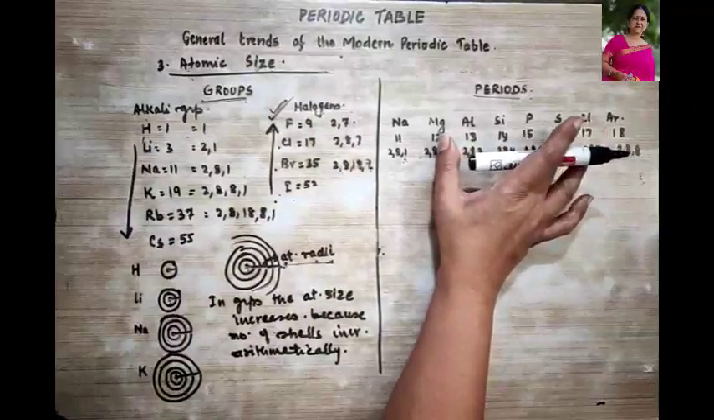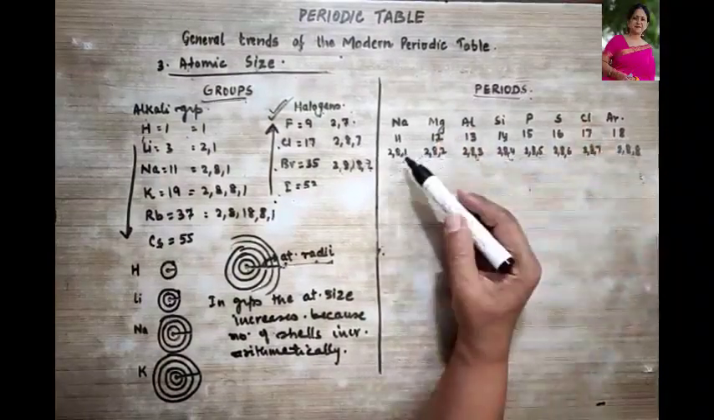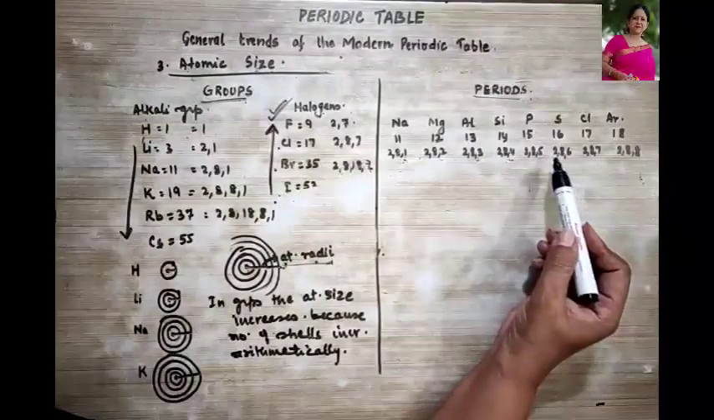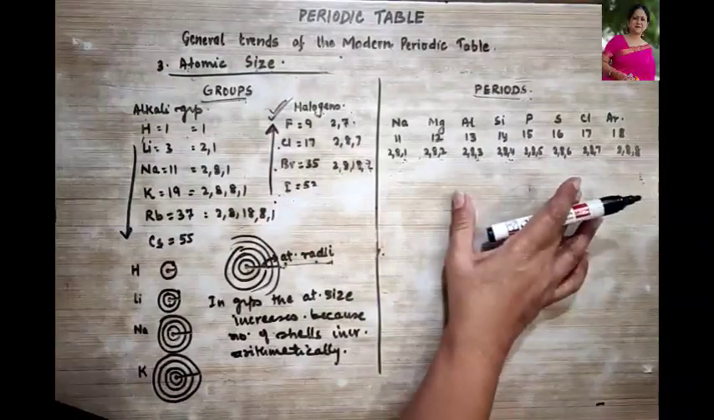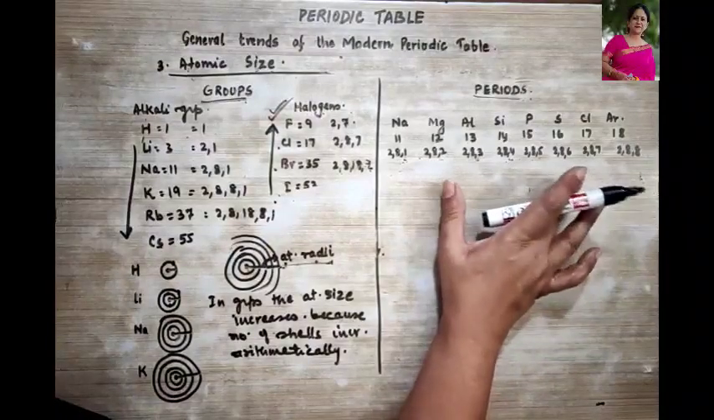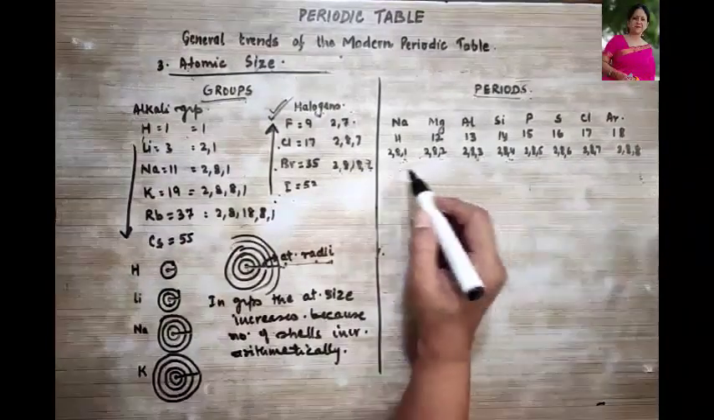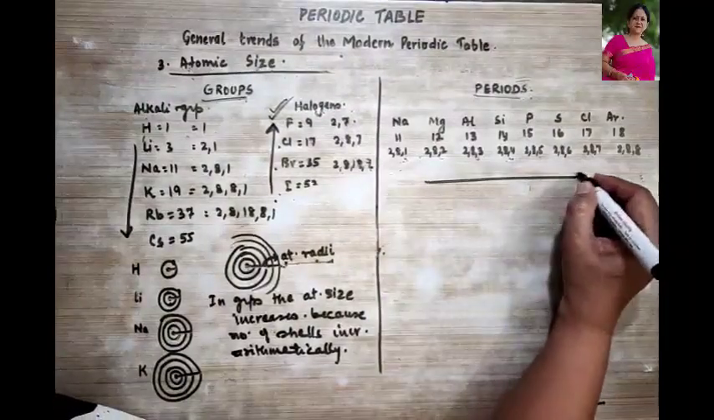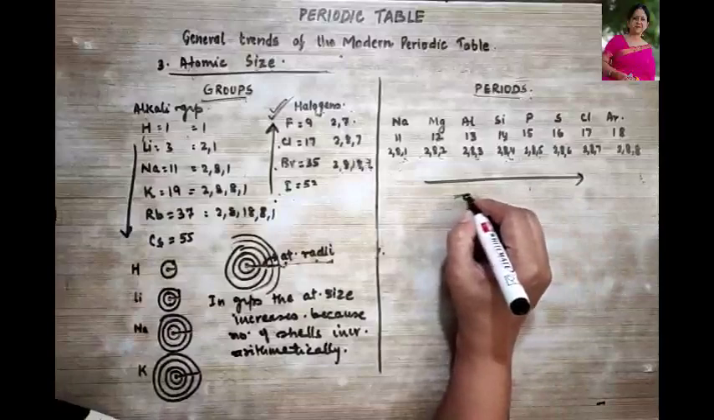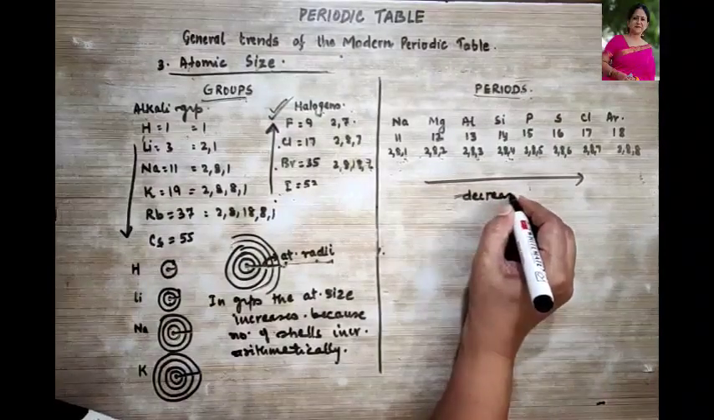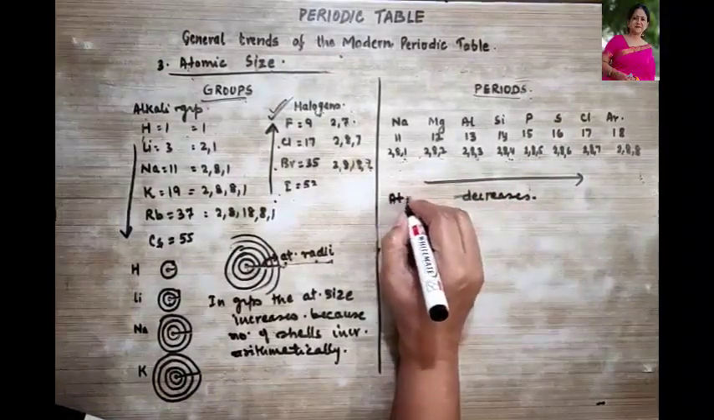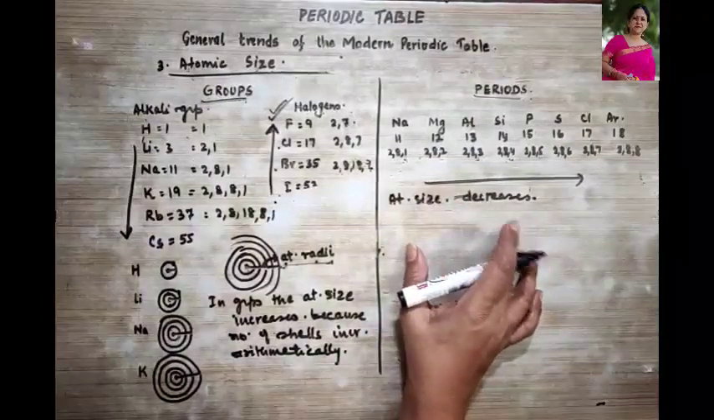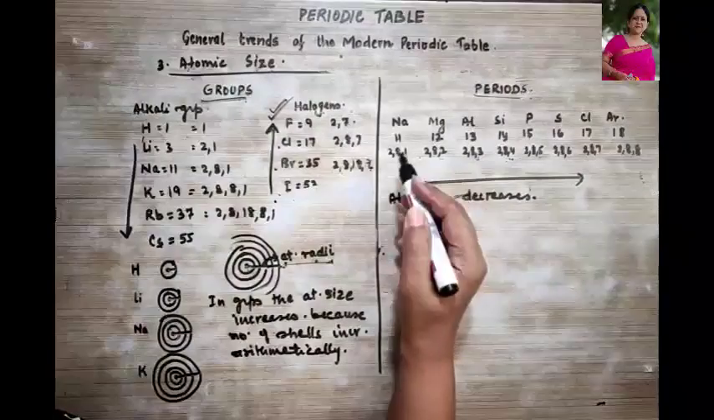Now let us talk about period. Now what did we study over here? The number of shells are not increasing. So what do you mean then? That means the atomic size should be the same. Should atomic size be the same over here? No. The atomic size, as we move from left to right, it decreases. Okay. Atomic size decreases. Now why atomic size decreases is what I am going to tell you.